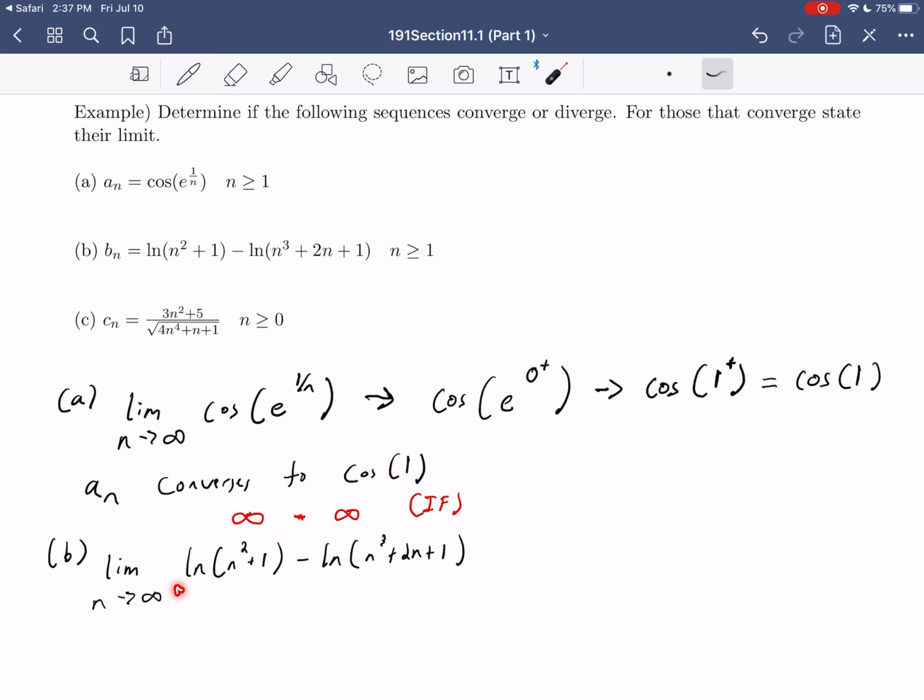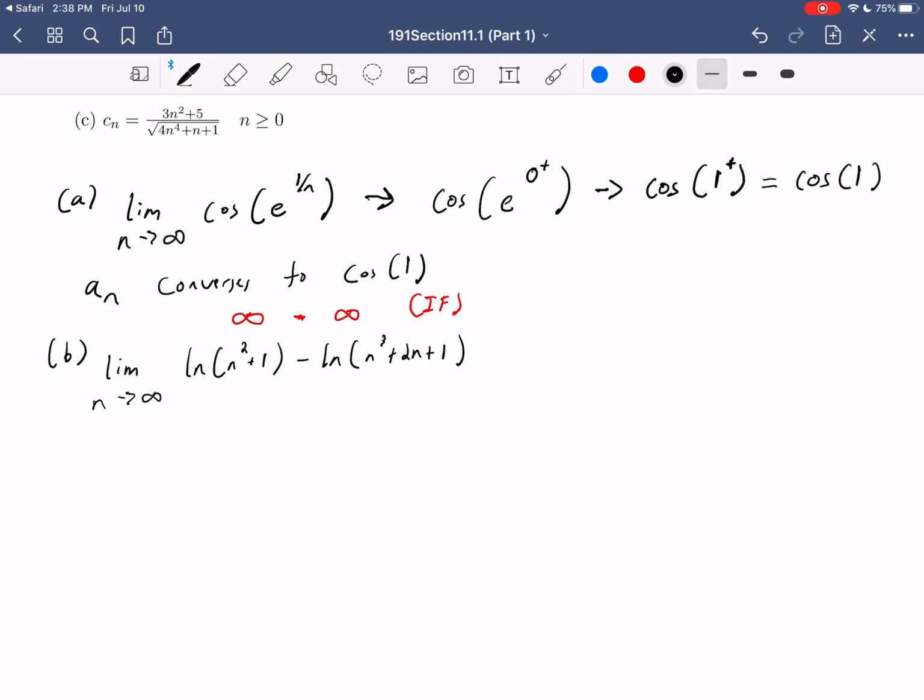You might say, well, can't we just apply the limit to each of them separately? Well, that only works if they converge, and each piece actually diverges here. So we have to reorient ourselves or rewrite this in a way that we can analyze it. The big trick whenever you run into infinity minus infinity is to try to rewrite it as a quotient. Luckily, this is a difference of logarithms, so we can rewrite it as a logarithm of a quotient. So we can view this as the limit as n goes to infinity of ln of (n squared plus 1) over (n cubed plus 2n plus 1).